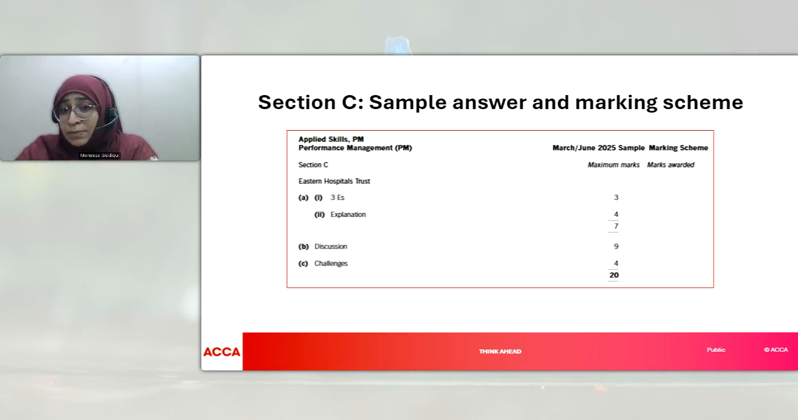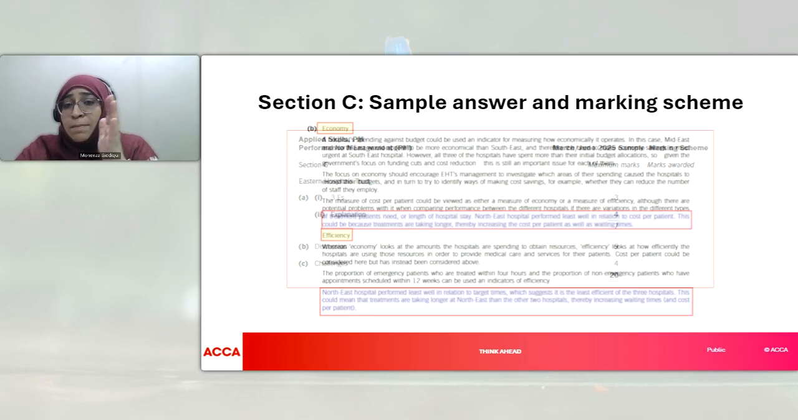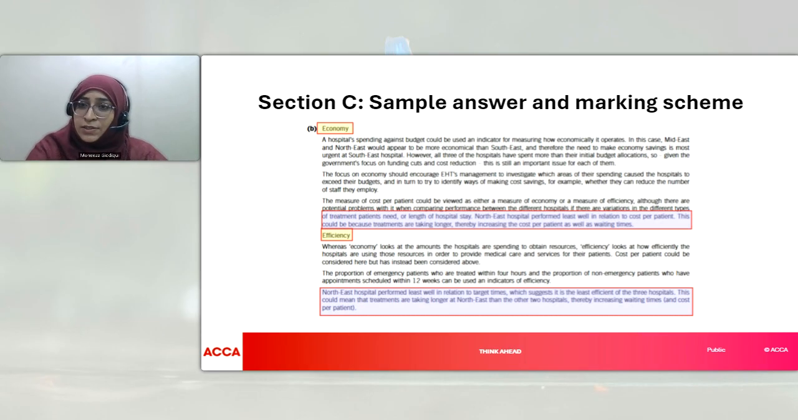So this is the sample marking guide for the first question. They've got 3 marks for the 3 E's, 4 marks for the explanation, 9 marks for the discussion, and of course the challenges. Map your answer to the standard solution while keeping in mind that the standard solution is an ideal solution. Even if your wordings are not exactly the same, and they couldn't be, no two persons should ideally be writing in the exact same manner.